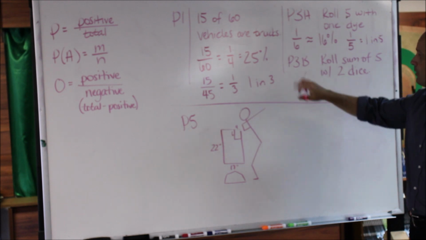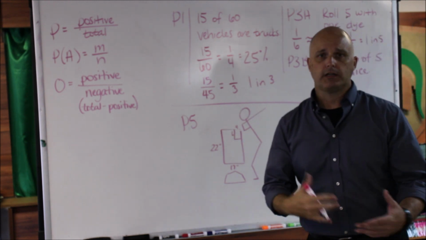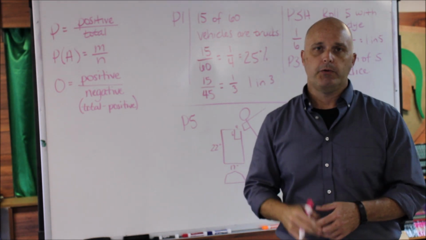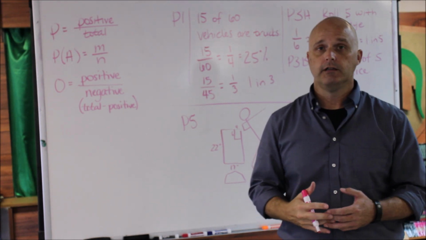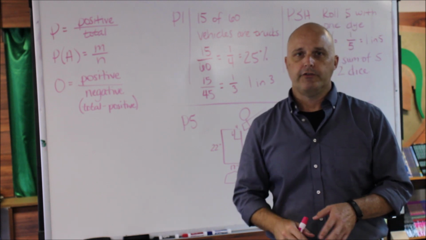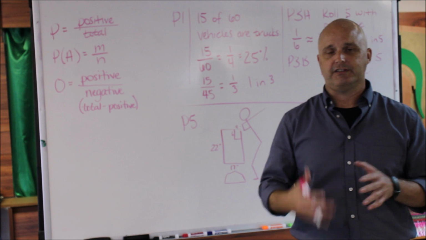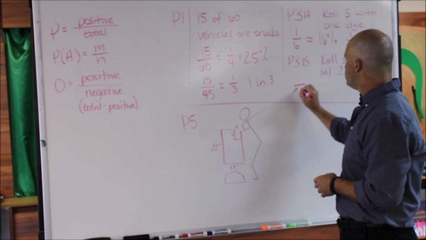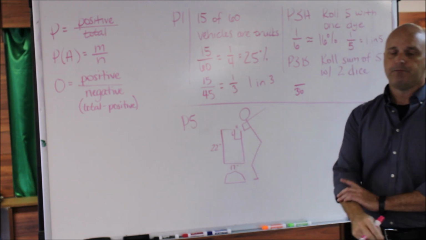Now, if we're looking at problem number 3b, it's going to complicate it a little bit by adding a second die. So we've got 2 dice, and we want to know what are the chances of rolling a sum of 5 with 2 dice. So the first thing we need to know is that there are 36 different combinations that you can achieve with dice. So 36 is going to be our total.